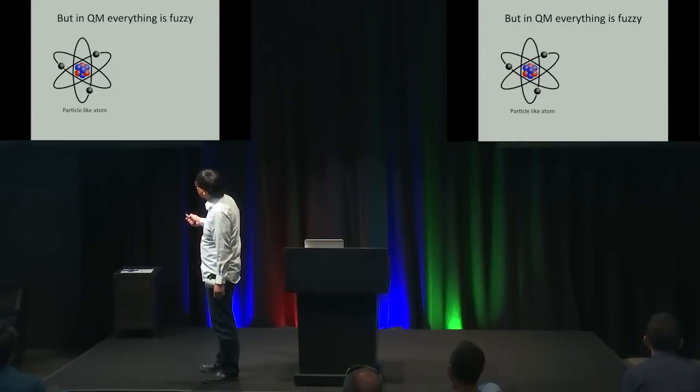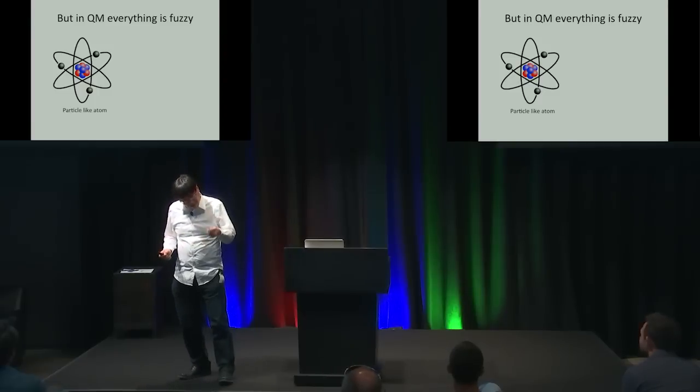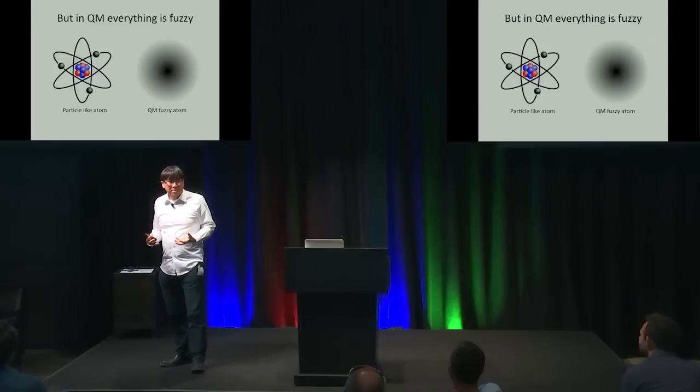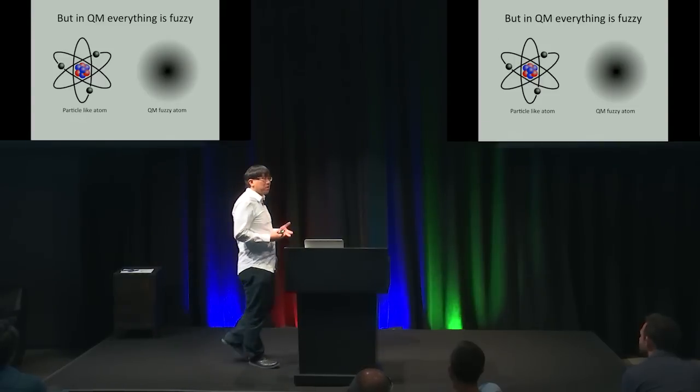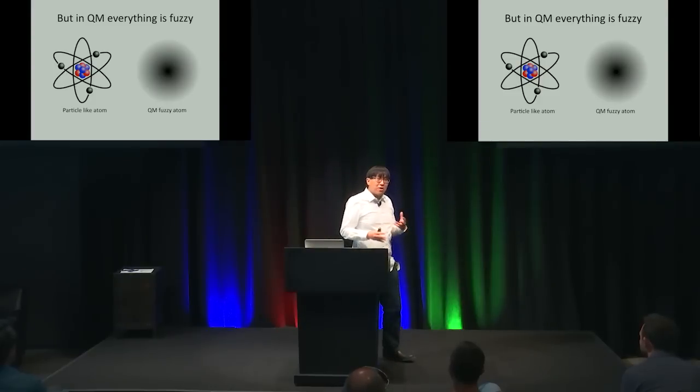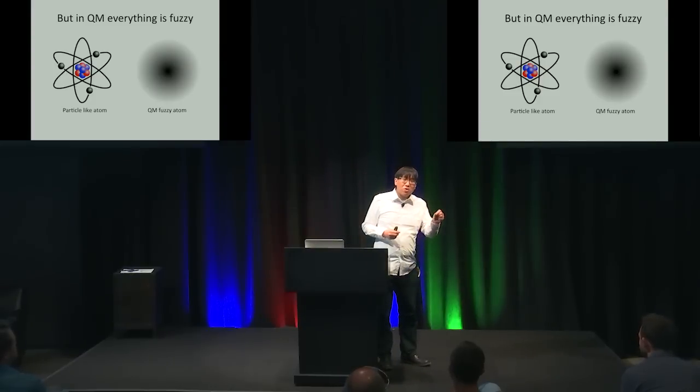Because that's not really what an atom looks like. It doesn't look like this. You don't have these well-defined particles going in nice orbits. Really, an atom is kind of fuzzy. And that's a general feature in quantum mechanics, that everything that you think of as normally being a very well-defined object is kind of fuzzy around the edges.